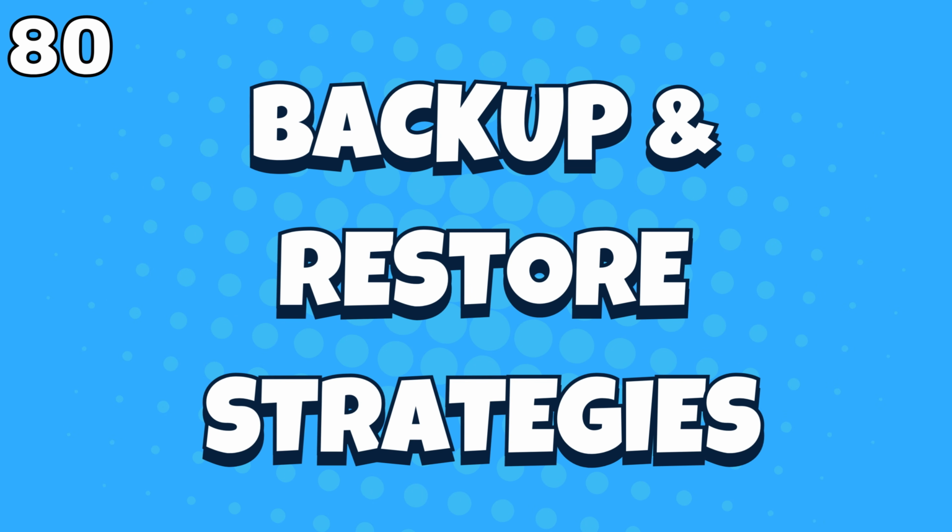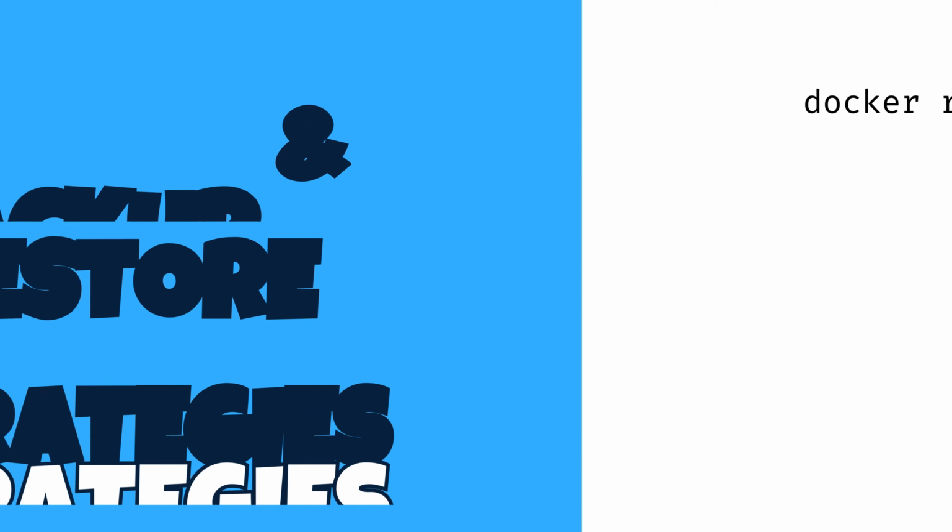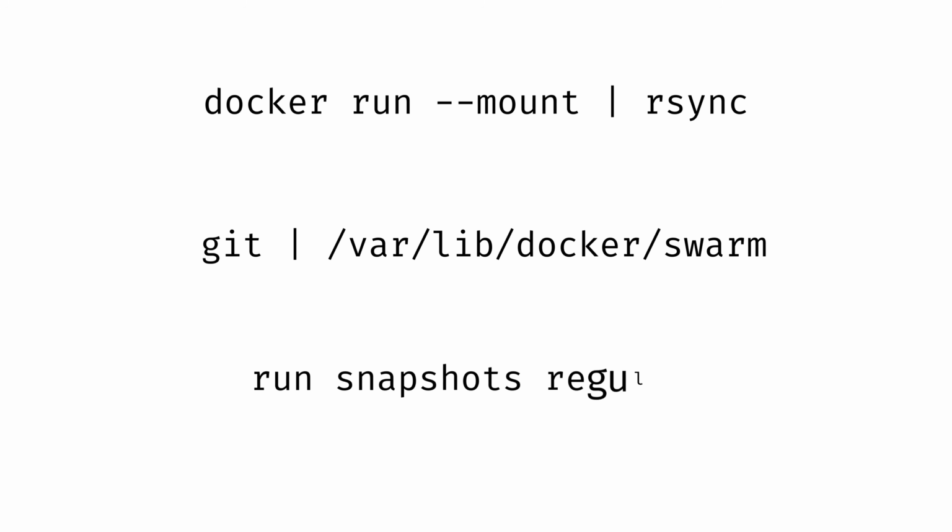Containers are stateless, right? Well, until you hit production databases and configs. Here's how to stay safe. For volumes, use docker run with the mount flag to external storage or schedule backups with rsync. For configs and secrets, keep them in Git, encrypted for secrets, or back up /var/lib/docker/swarm. For etcd or swarm state, snapshot the data regularly.